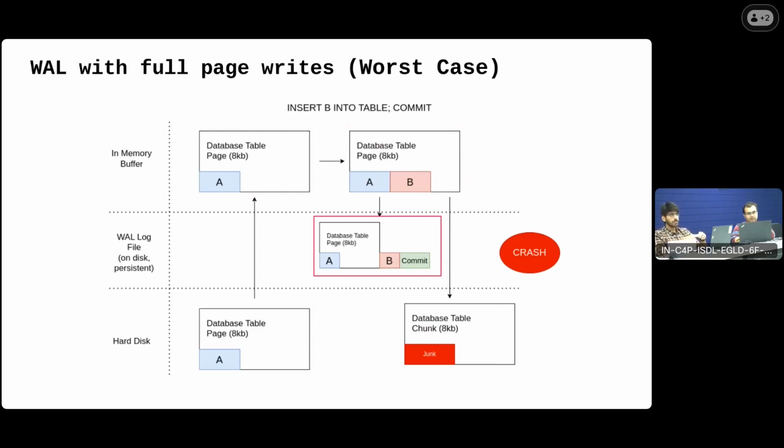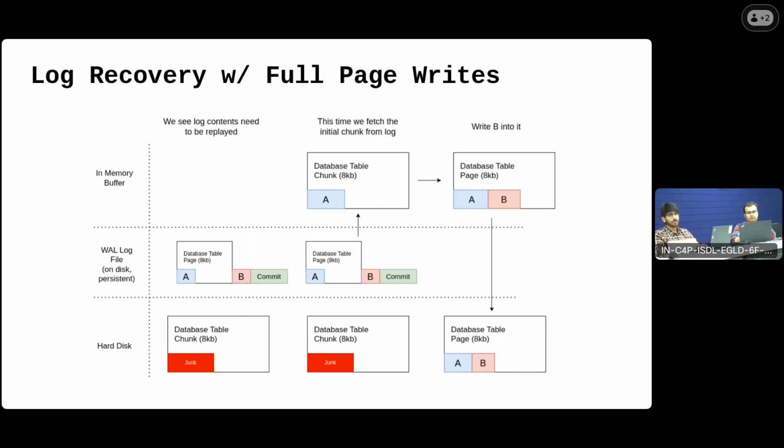What we do is we don't just write B into the log, we write the initial state of the chunk as well. So the whole 8 KB, instead of just a few bytes of B, we write the whole 8 KB inside the log, and then we write B and commit. And then again, we are writing it, and the worst case kicks in, we crash in between, we have junk, right? So now I think you'll get an idea of how this is useful.